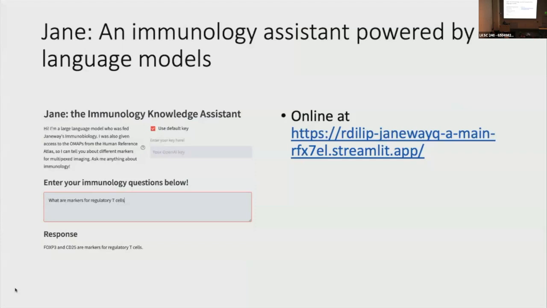So if you're looking at regulatory T cells, you can just ask Jane, hey, what are the markers for regulatory T cells? And it usually produces a response that is fairly truthful. It's a known phenomenon that these language models hallucinate. That's been less of an issue with what Rohit's put together. And so internally in the lab, and also across different labs in the immunology space at Caltech, this has been a surprisingly useful resource.